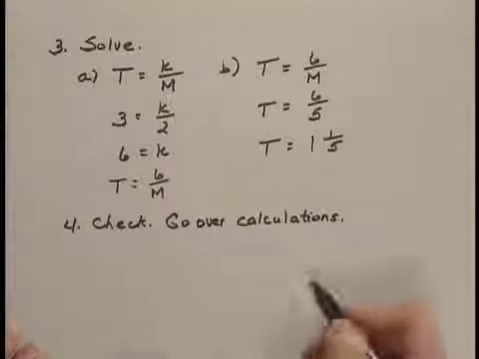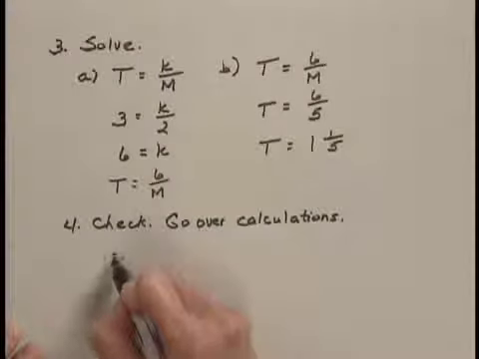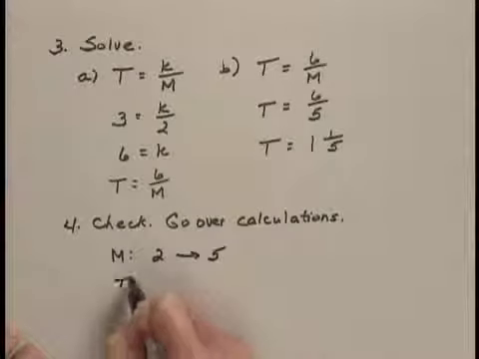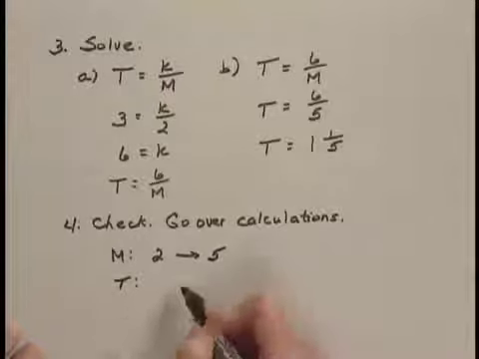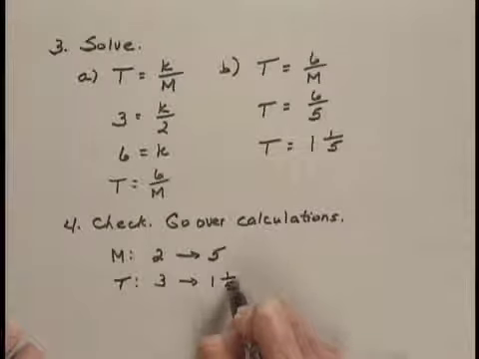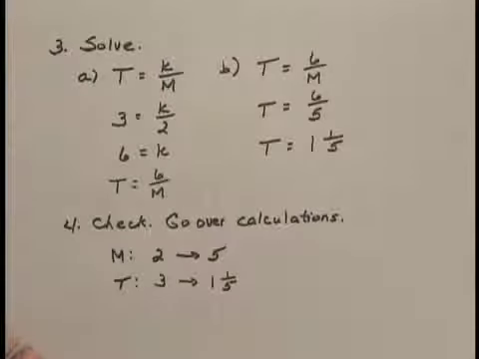The number of mixers increased from 2 to 5, and the time decreased from 3 hours to 1 1/5 hours. And this is exactly what we would expect with inverse variation. That is, the number of mixers increased, the time required to do the job would decrease. So we're reasonably certain that we have a correct answer.